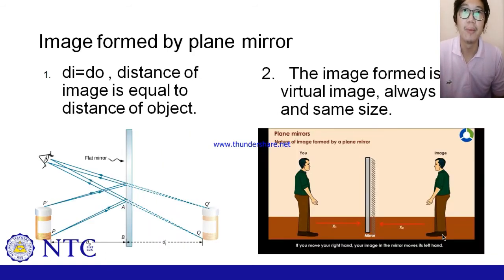Let's discuss the image formed by a plane mirror. This is a normal flat mirror. Di is equal to Do. This means that the distance of image is equal to the distance of object. For instance, you are standing 1 meter away from a mirror. Your image should also be 1 meter from the mirror. And number two, the image formed is a virtual image. This means that it is always standing straight, erect, and the same size as you. No change in size.